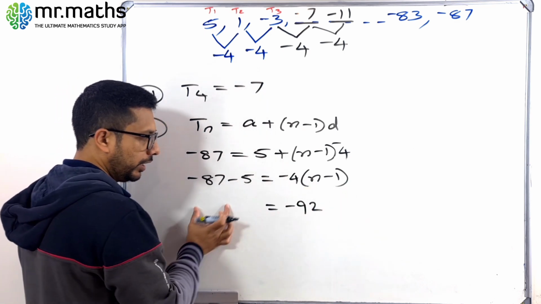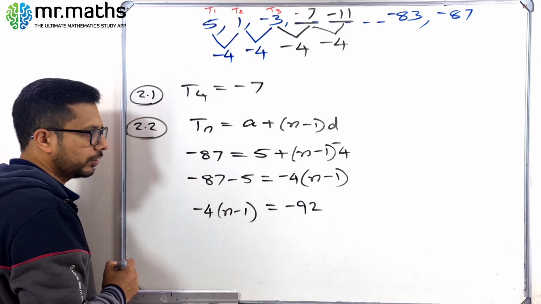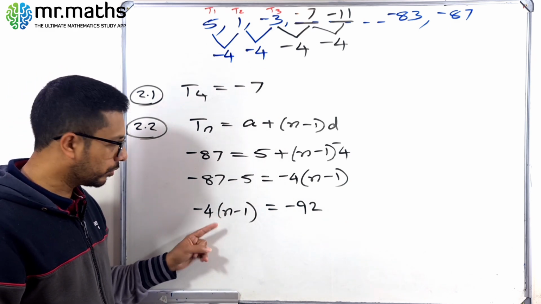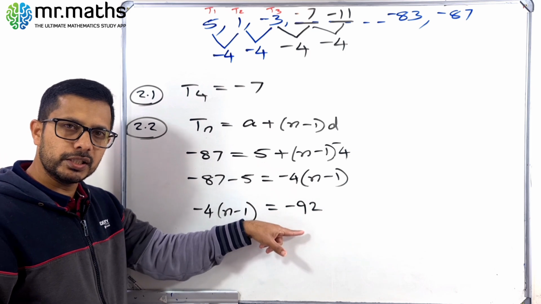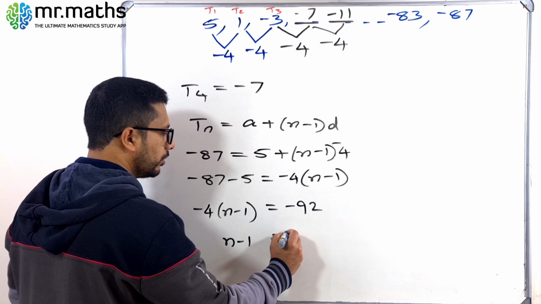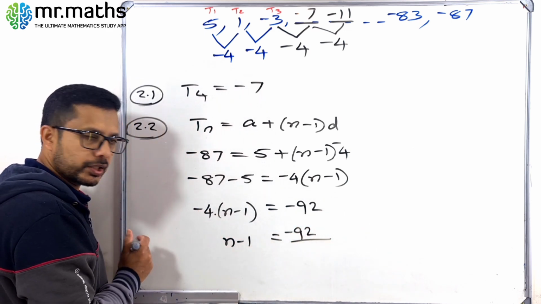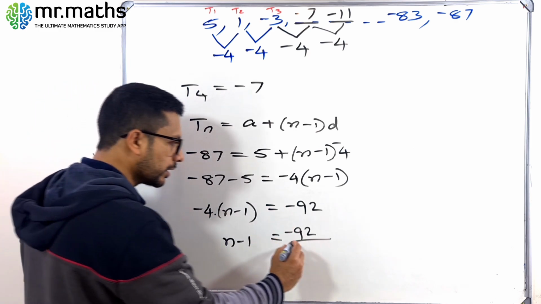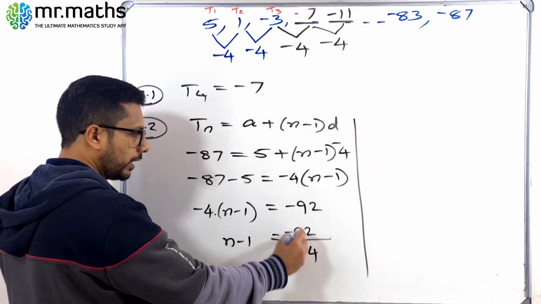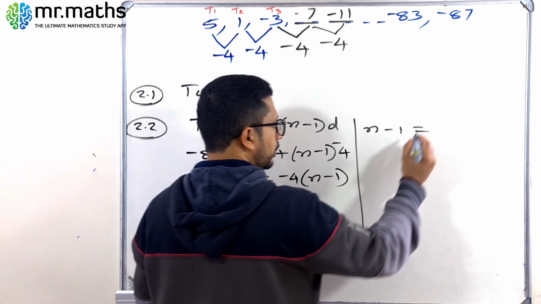So here minus 4 times n minus 1. Now look at this. What does this bracket stand for? Multiplication. So if I want to take this minus 4 to the other side, it is division. So n minus 1 is equal to minus 92 divided by minus 4. Take your calculator, what is the answer for this one?